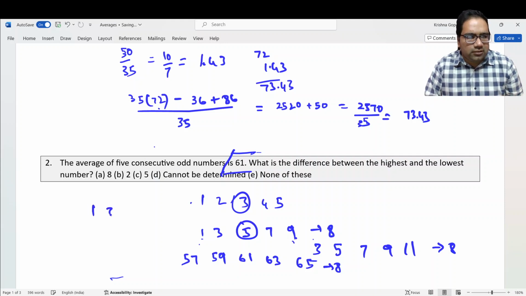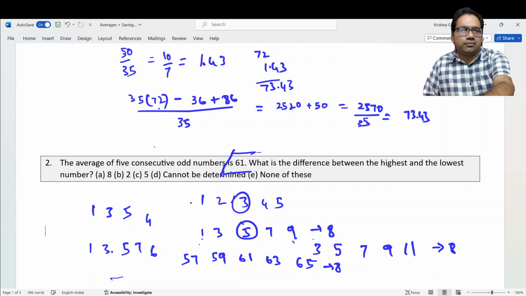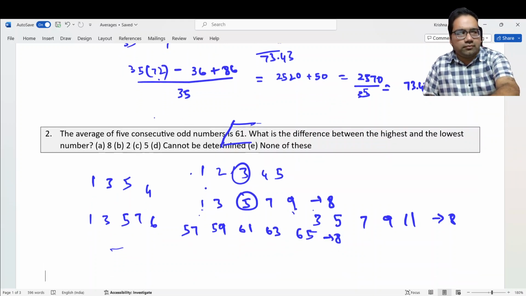If it is 3 consecutive odd numbers, it is always 4. If it is 4 consecutive, it is always 6. If it is 5 consecutive, it is always 8. If it is 6 consecutive, it is always 10. It is like this. Okay? This is also an easy problem. There is nothing about the average here. There is no need of worrying about the average. Next.